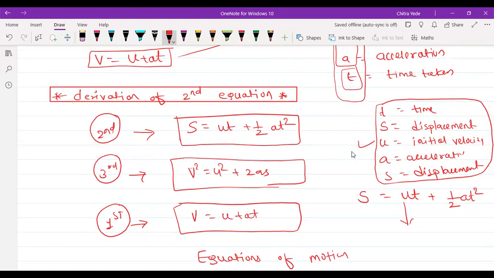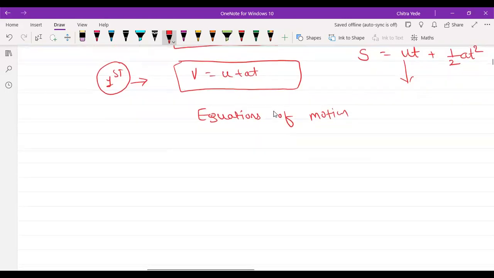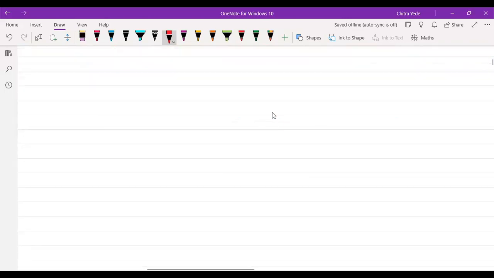Sir, we have uniform circular motion. Uniform circular motion after that. Okay, so we'll discuss circular motion, and then uniform circular motion. So we have rate of change of velocity also. Rate of change of velocity is nothing but acceleration, beta.